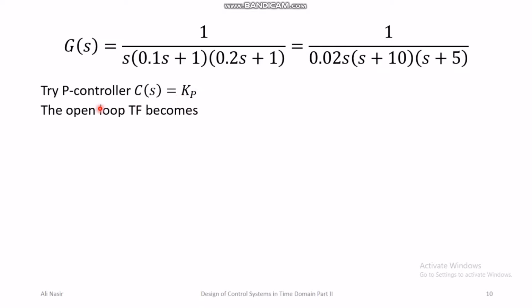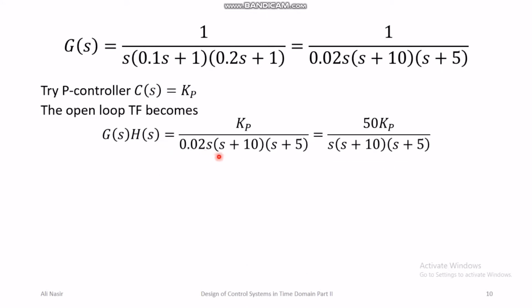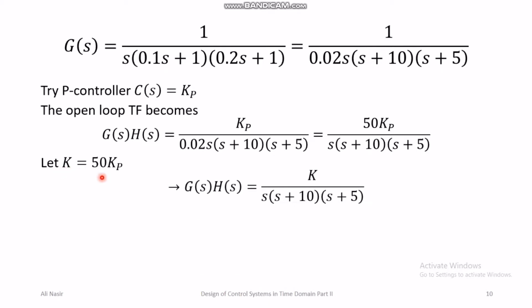Okay, so if you try the P controller, then the transfer function shall become Kp over 0.02s into s plus 10 into s plus 5, which you can write as 50 Kp over s into s plus 10 into s plus 5. This is a third order system. Now let the root locus gain k be equal to 50 times Kp, as we always do for simplicity, and later when we find the value of k using root locus, we will go back and find Kp using this expression.